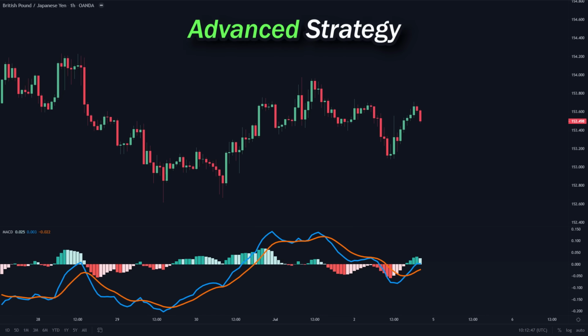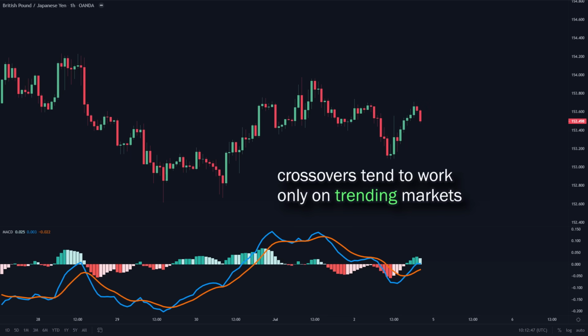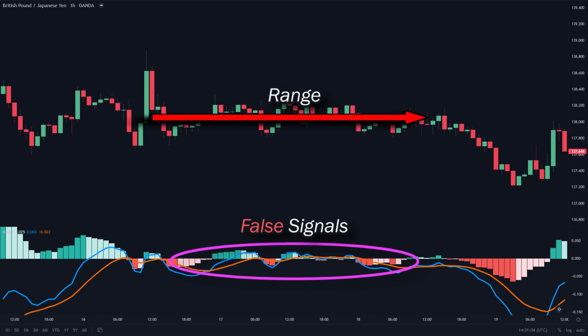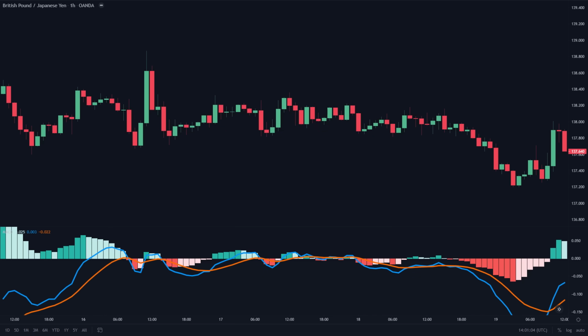Now, for advanced traders, if you want to get more profits using the MACD, you cannot simply rely on beginner crossover techniques. Because remember, crossovers tend to work only on trending markets. If the market is in a range like this, the indicator will give you many false signals. So that is why if you want to increase the win rate, I recommend using a more advanced version of the strategy, which is by combining the MACD with price action.